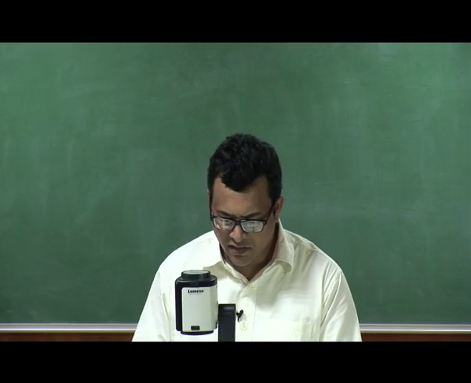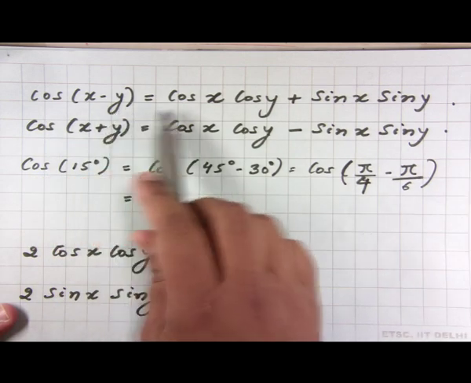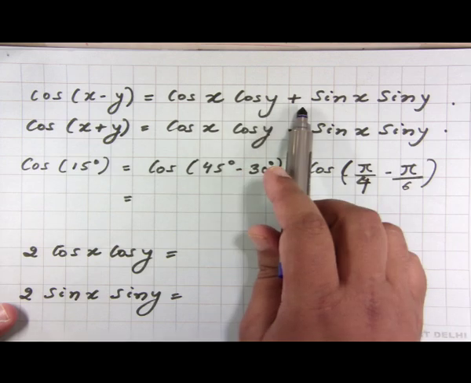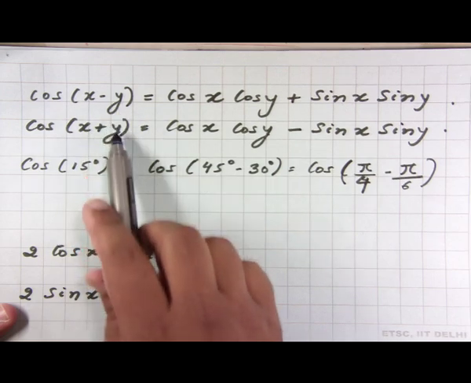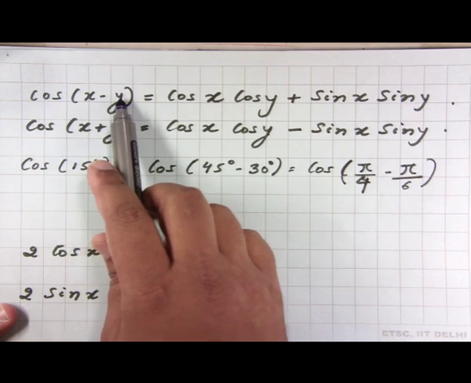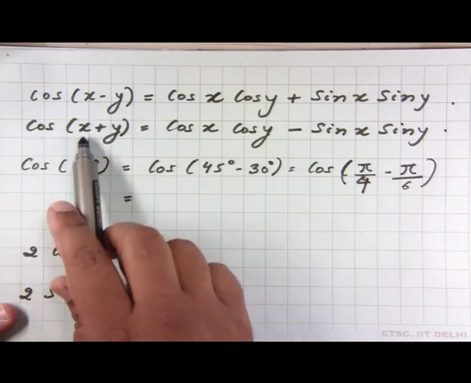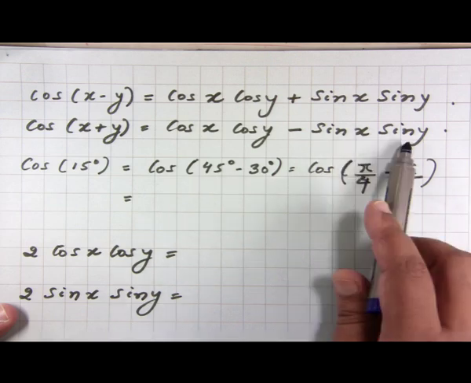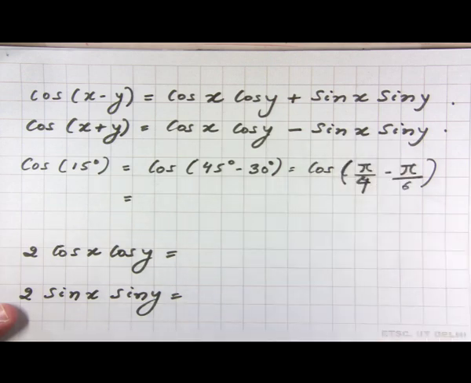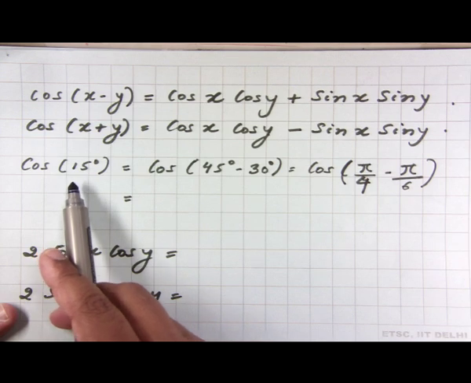So, towards the end of the last lecture we proved that cos of x minus y is equal to cos x cos y plus sin x sin y, and then by replacing this y here with minus y, we got the other expression that cos of x plus y is equal to cos x cos y minus sin x sin y. So, these two formulas can be used to find the cosine of some other angle apart from the well known angles.